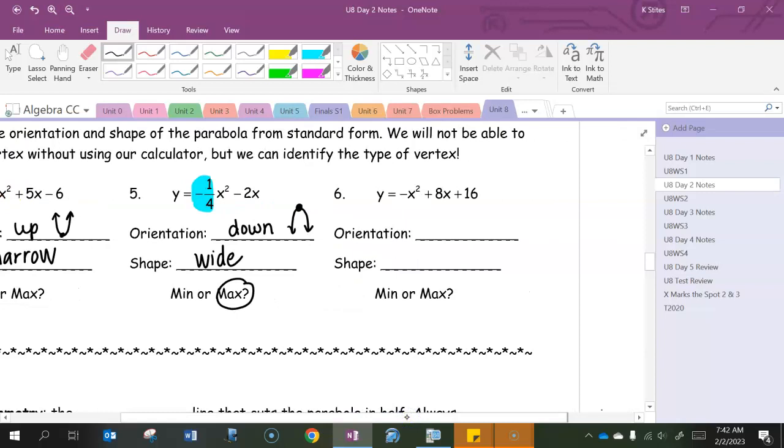Okay. And our final one of these, again, a value is that number in front of x squared. It's a -1 this time. Negative means we are down, which again will be a maximum. Okay, and our shape, since it's a 1, doesn't matter that it's negative. Since it's a 1, this is a normal shape.